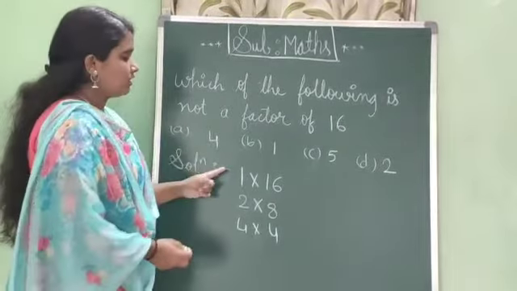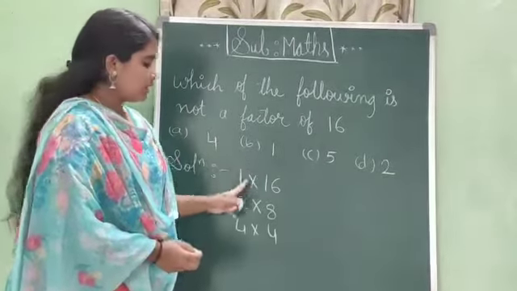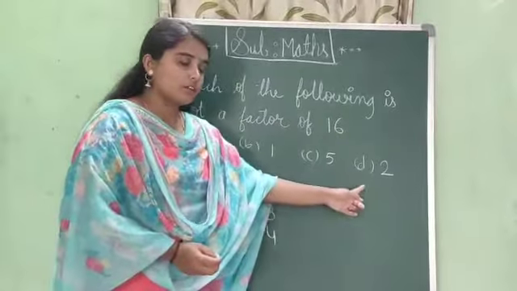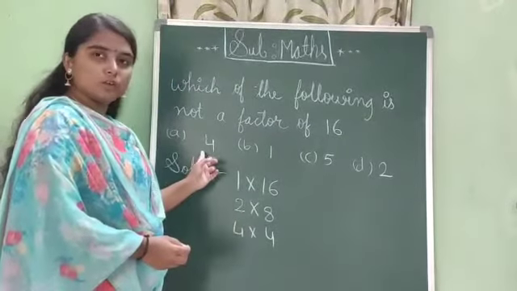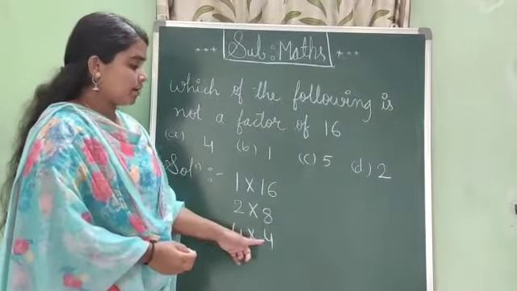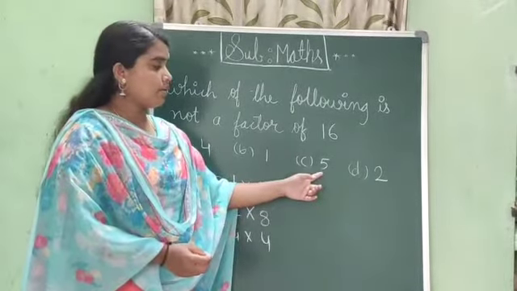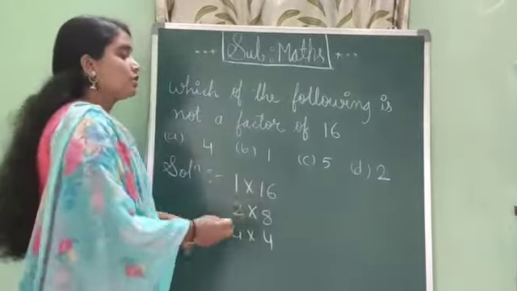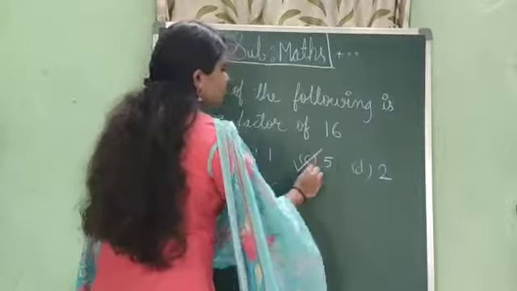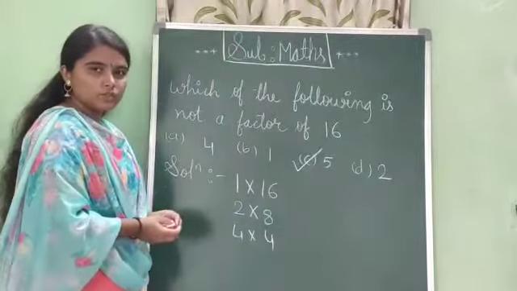Okay. Now see here. 1 is already in the options. Then 2 is also in the options. Then 4 is also in the options. But what happened here? 5 is not a factor. Why? Because in the 5 table you will not get 16. So what is the answer? Our answer is 5. Understood, students?